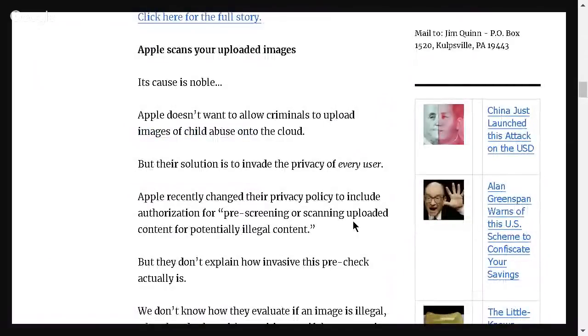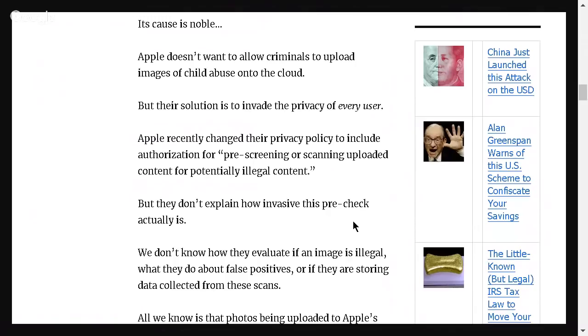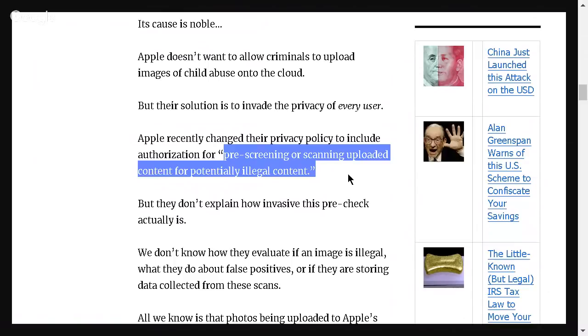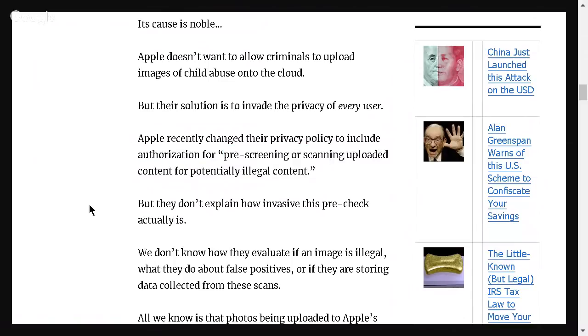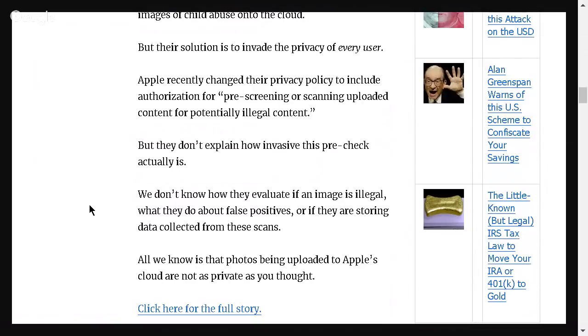Apple, once again in the crosshairs, by choking on their own code. Since Apple scans your uploaded images, they're pre-screening or scanning uploaded content for potentially illegal content. So have fun with that, folks. Enjoy your Apple Cloud features.